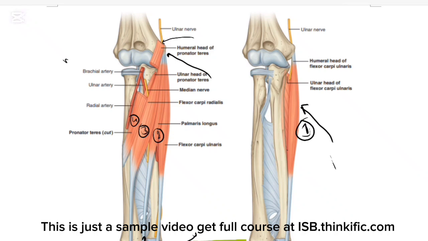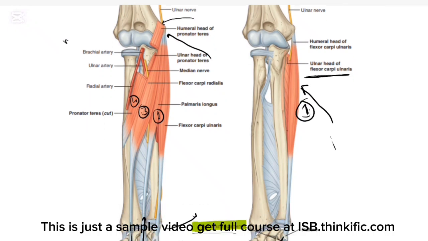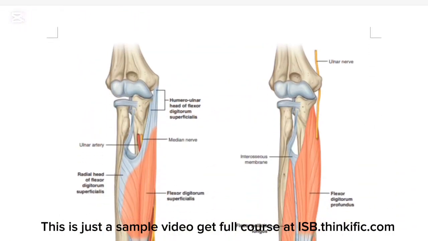The other exception is the ulnar head of flexor carpi ulnaris, which originates from the back of the olecranon and posterior border of the ulna, right? That's the thing about the muscles in this layer.